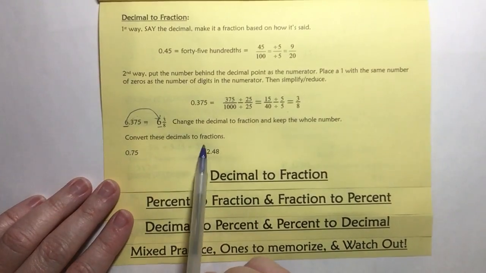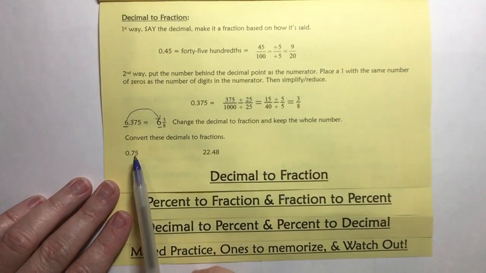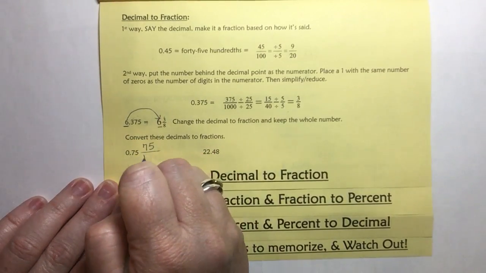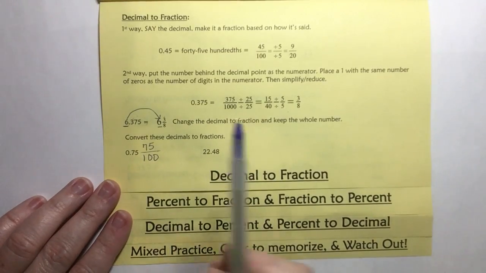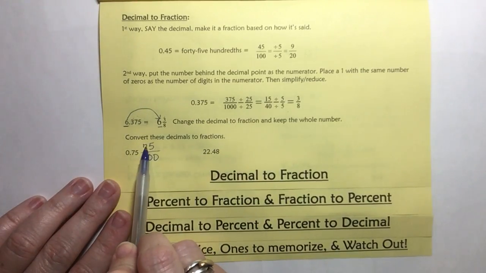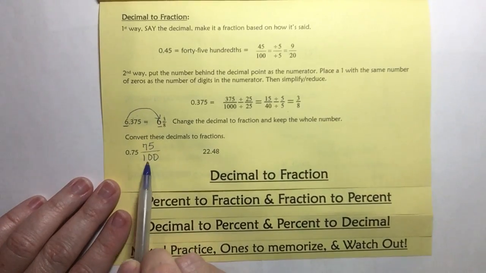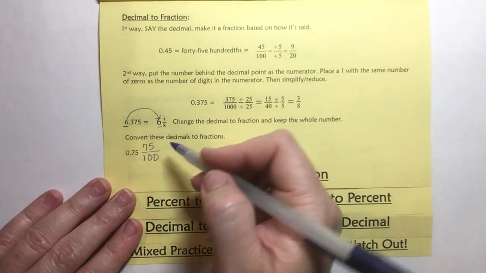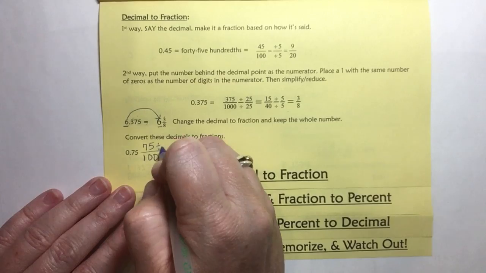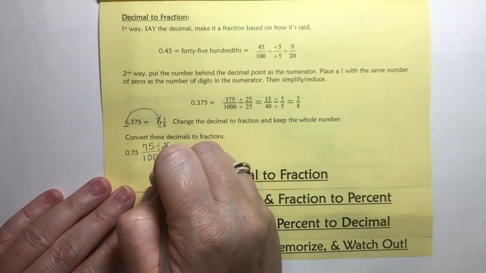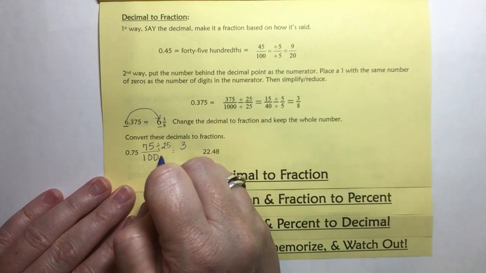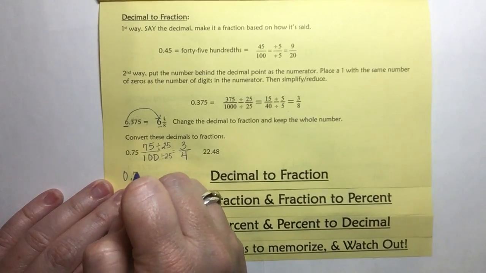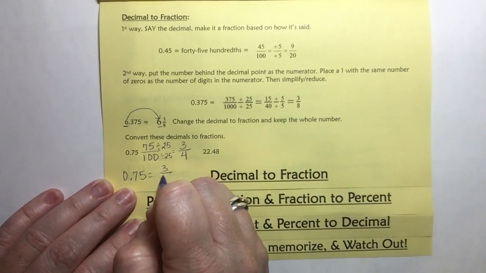It says convert these decimals to fractions. So we could do it either way. We could say 75 hundredths, so that would be 75 over 100. If we did it the second way, if we didn't know our place value, put the number behind the decimal in the numerator. You put a 1. There's 2 numbers, so you put 2 zeros. So 75 hundredths. So we can simplify by 25. And you think of your quarters, right? 75 cents would be 3 quarters, and then a dollar would be 4 quarters. So 75 hundredths is equivalent to 3 fourths.